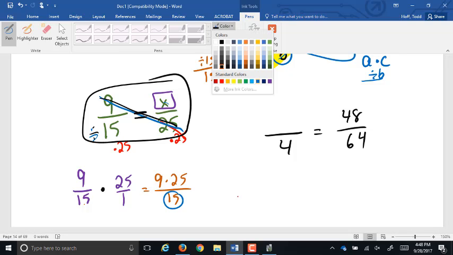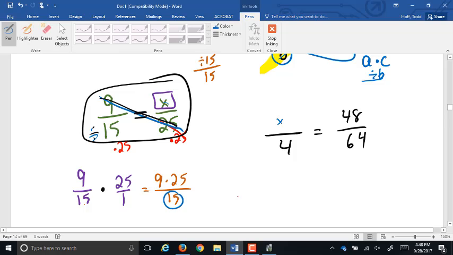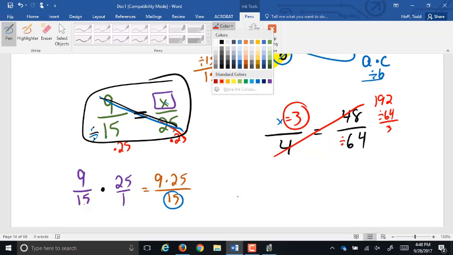So let's look at this one, trying to find that missing number, x. What two numbers get multiplied there? 4 and 48. So I cross multiply. 4 times 48 is 192. Then what do we do? We divide by the 64, which gives us 3. So x here equals 3. So 3 out of 4 is equivalent to 48 out of 64.